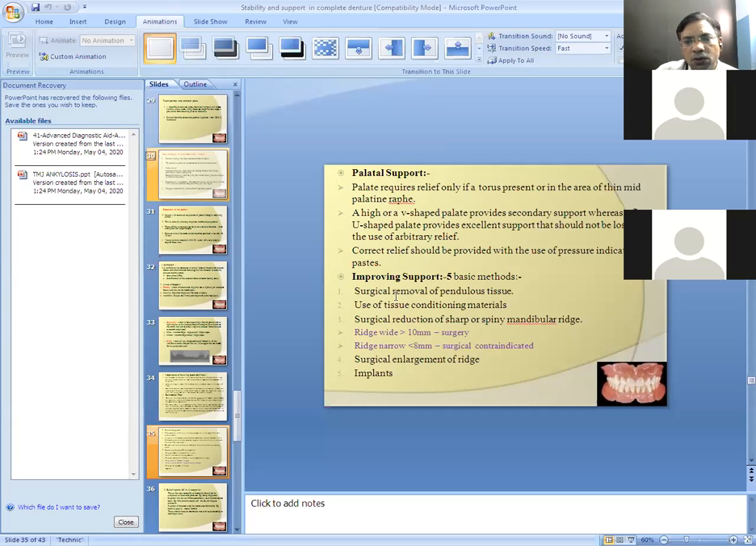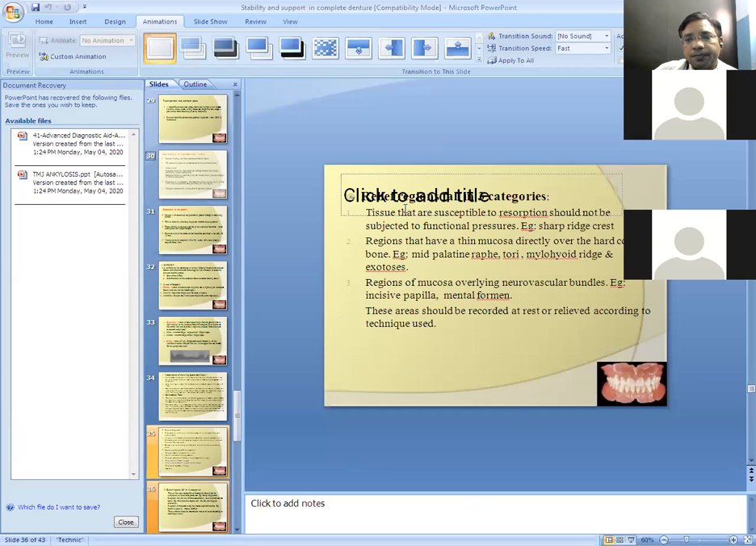Okay, so the important factors that improve support: if there is movable tissue, remove it surgically. Again, use tissue conditioner to make the tissue favorable. Then surgical reduction of sharp or spiny mandibular ridges. Then surgical enlargement of the ridge with the help of bone grafting, and placing implants improves the support. So if you want to improve the support, you have to place implants, enlarge the ridge by bone grafting, surgically flatten the ridge, reduce movable tissue, and reduce spiny or sharp ridges that will interfere with support.